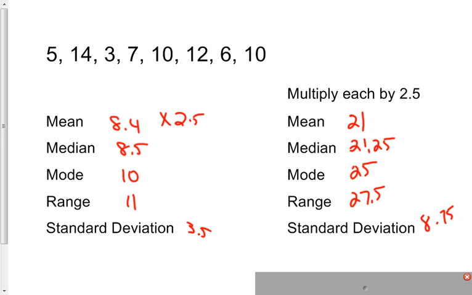All right, so there you go with section 2, transforming data. When you're adding or subtracting, you only change the first 3, mean, median, and mode. If they tell you to multiply a data set, you will change all of them by multiplying by that number. All right, you can go ahead and get started on your homework for section 11.2.